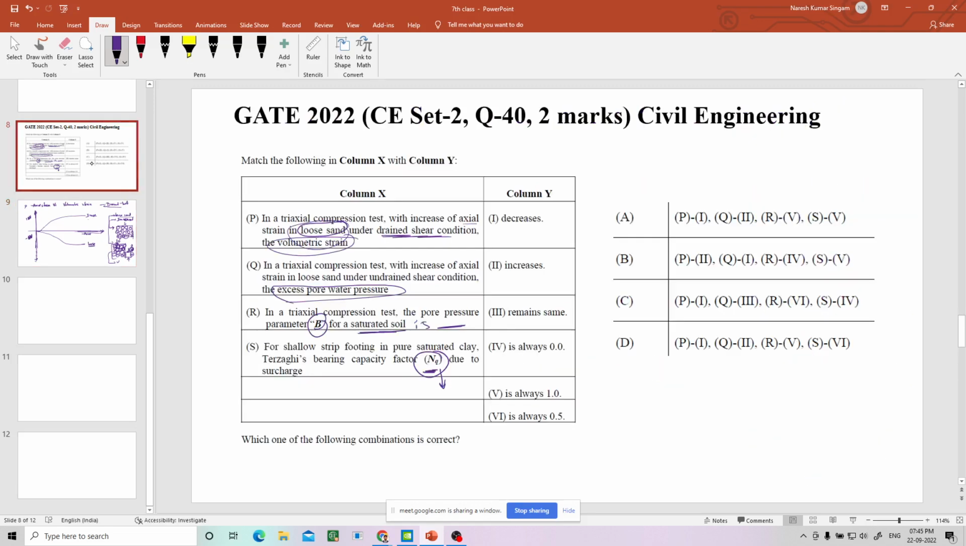Now let's see the options. What does it say? For loose sand, the volumetric strain increases or decreases? It decreases. So let's go for this option, P1. And the second one is, in triaxial compression test with increase of axial strain in loose sand under undrained shear condition, the excess pore water pressure will be.